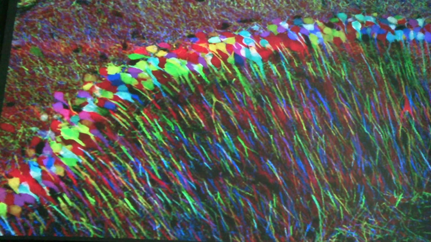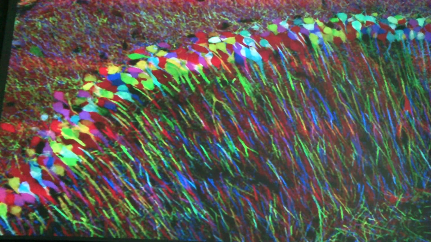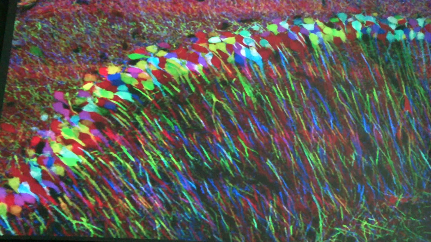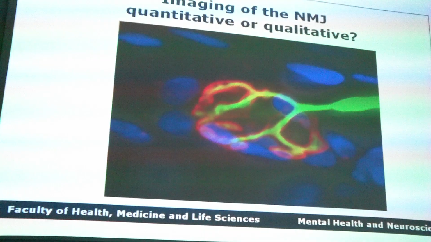Typically what people look at is static moments, because you need to sacrifice an animal to get something like this. And the future is that with imaging technologies that are becoming available, you can also follow living animals over time, and even living humans with PET scans, and so there's a huge development there as well. But how do you quantify and properly analyze something like this?